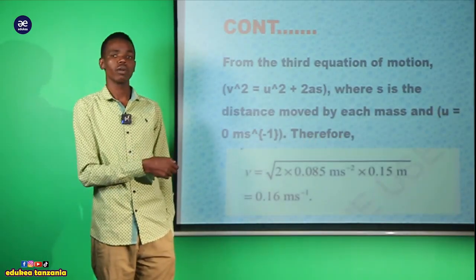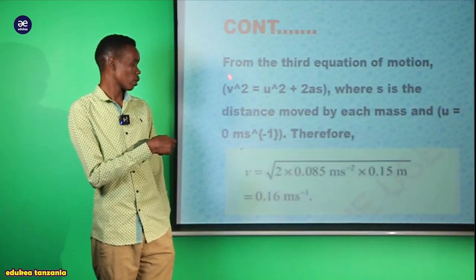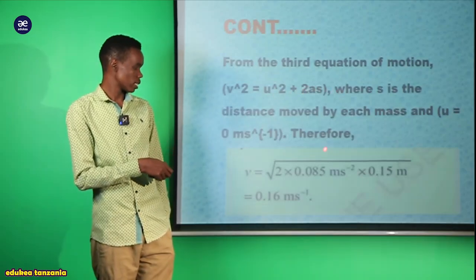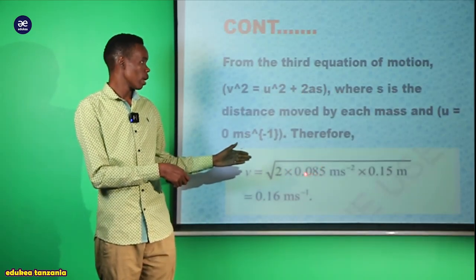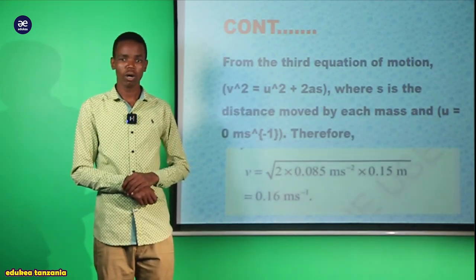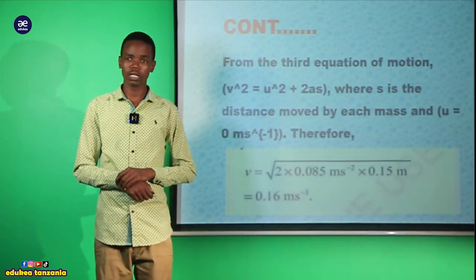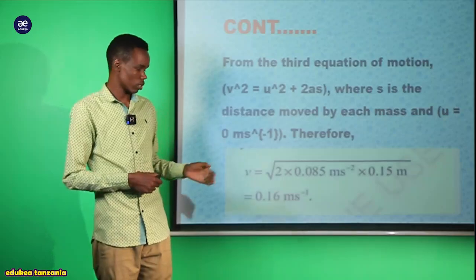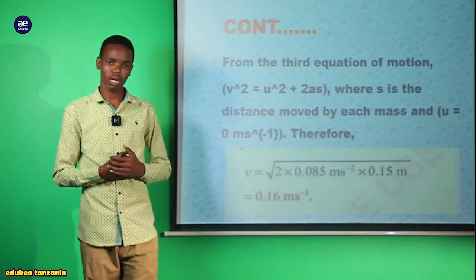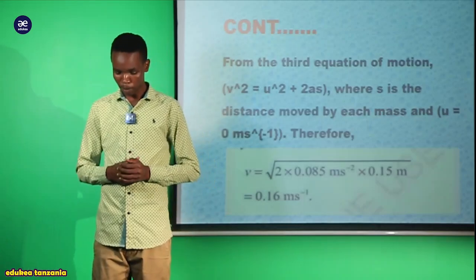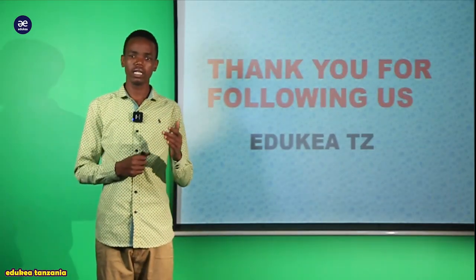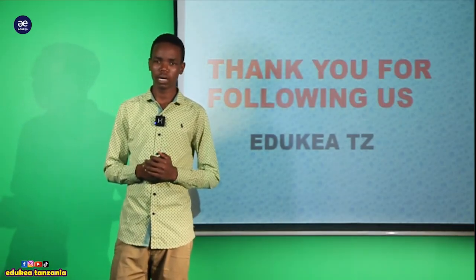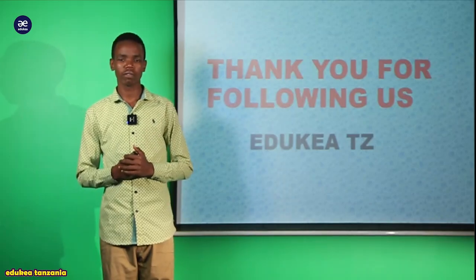Since u is equal to 0 and the distance is equal to the radius, we can substitute in order to find the velocity, where the velocity will be equal to the square root of 2as. We know that this is 2 times the acceleration we have obtained, which is 0.085, times 0.15, then the square root. Now let us take our calculator and press these values, and after that we should obtain the velocity equal to 0.16 meter per second. So by saying that, this will be the end of our session here. Now I would like to invite you again for another session. I wish you all the best. Have a nice moment.